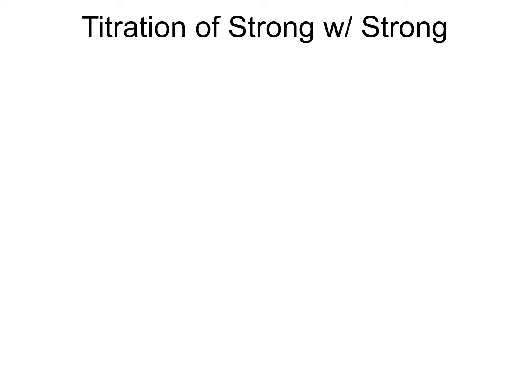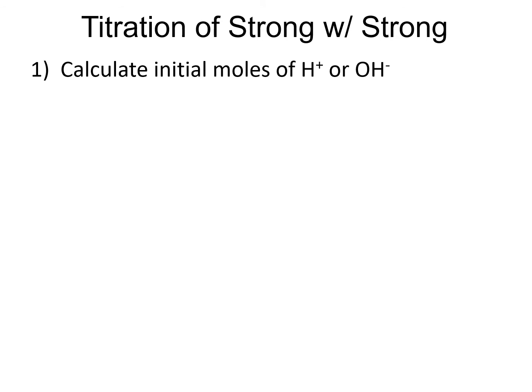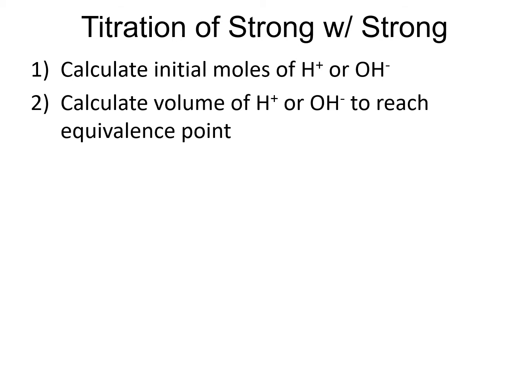The easiest example of a titration problem involves starting with a strong acid or base and reacting it with a strong acid or base. In either case, you're going to start with your initial H plus or OH minus number of moles, whether you're starting with an acid or a base. Then you might be asked to calculate how many milliliters or liters you'll need to figure out what the equivalence point is. And again, our equivalence point is when we're dealing with the same number of moles of acid and base.